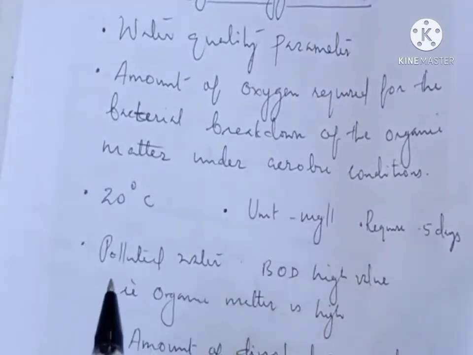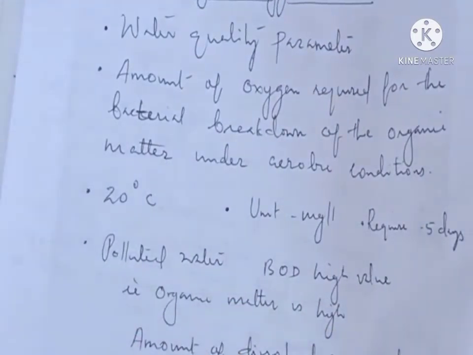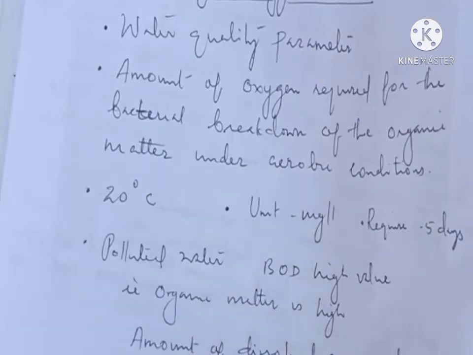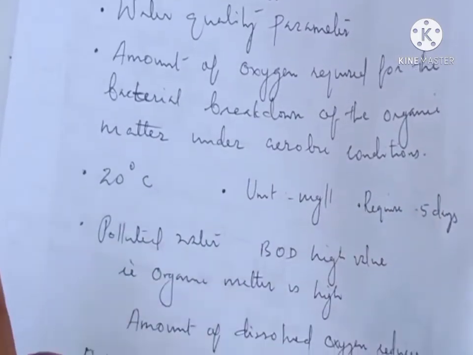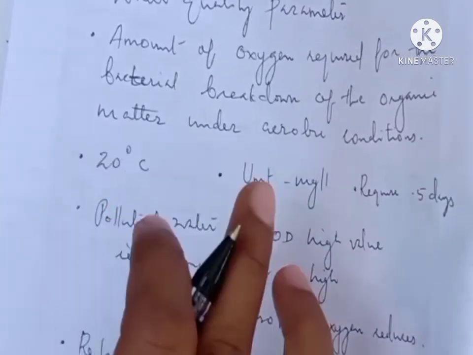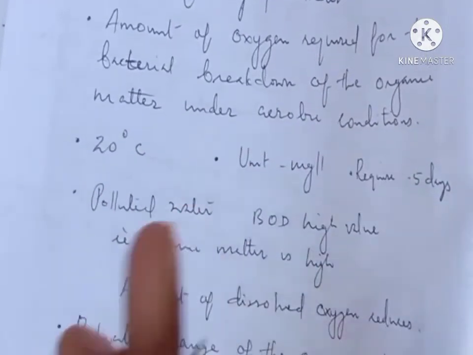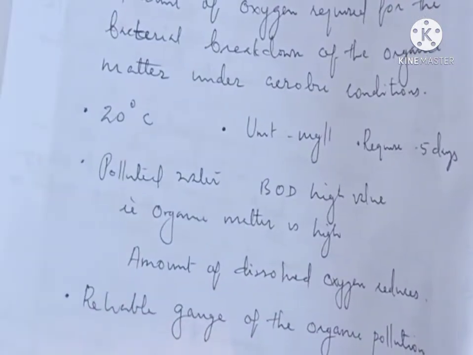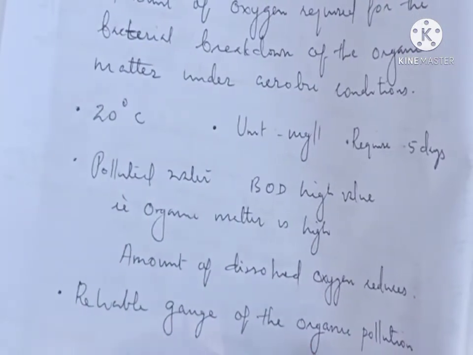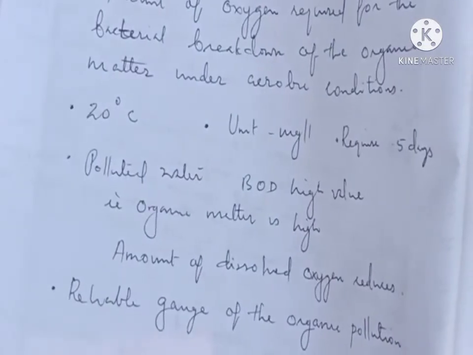What may be the after effect of this? When the amount of bacteria increases in the water bodies, the dissolved oxygen in the water will decrease, and this water is not useful for any other animals or human beings. So this is a reliable gauge of the organic pollution.